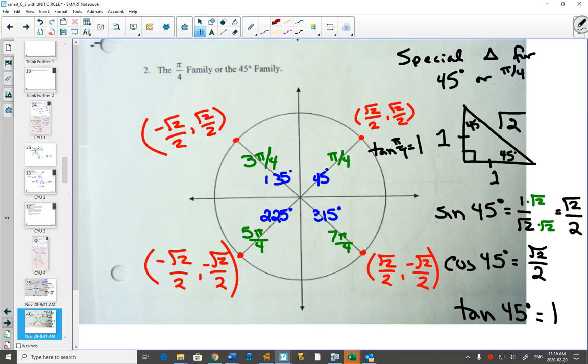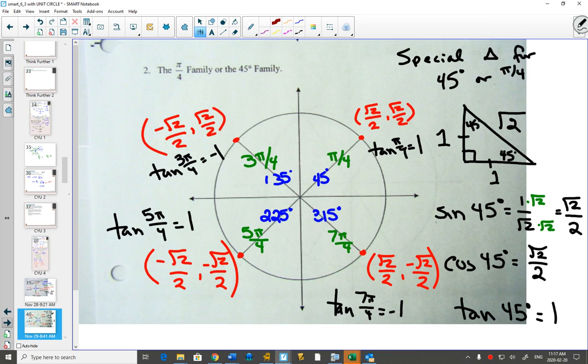And then in quadrant 2, tan of 3 pi over 4, well, it'll be equal to negative 1 this time because the CAST rule says tan is negative in quadrant 2. And if you did sine divided by cos, one of them's positive, one of them's negative, you're going to get a negative answer in quadrant 2. In quadrant 3, tan of 5 pi over 4, it's going to be positive 1. CAST rule says tan is positive in quadrant 3. But if I do sine divided by cos, I have a negative divided by a negative, which is positive. And finally, tan of 7 pi over 4 will be negative 1 as well.